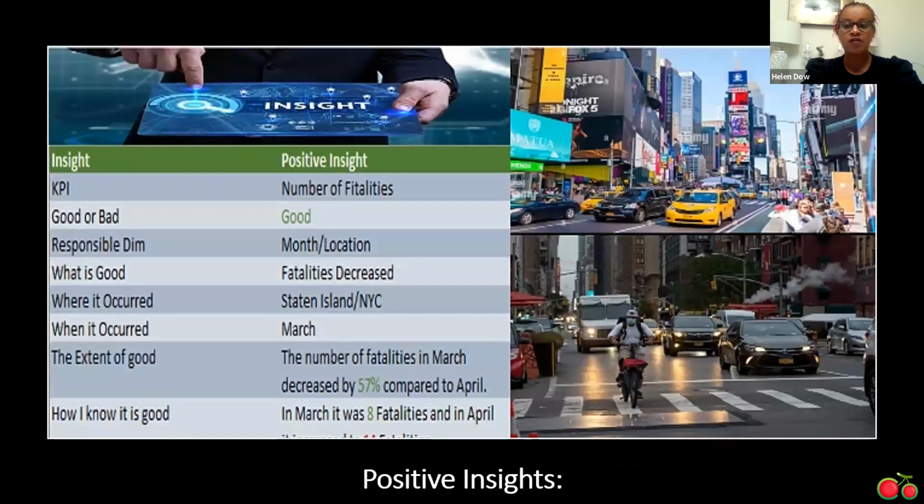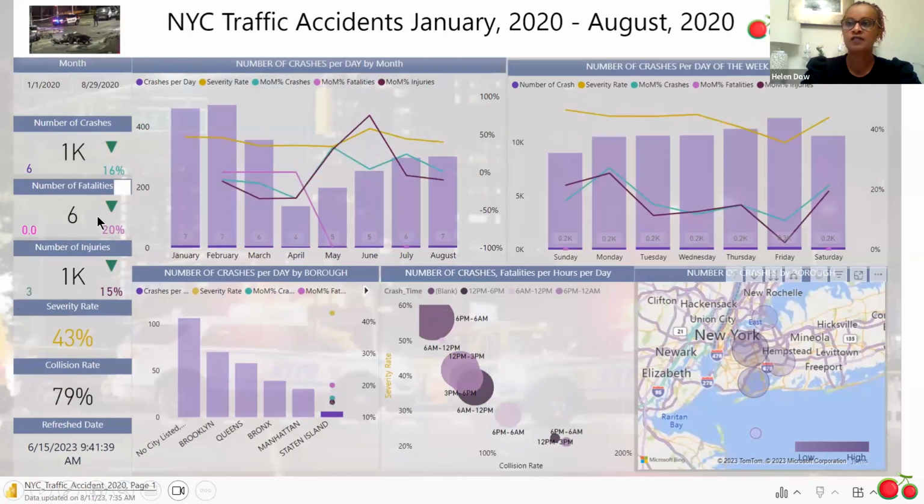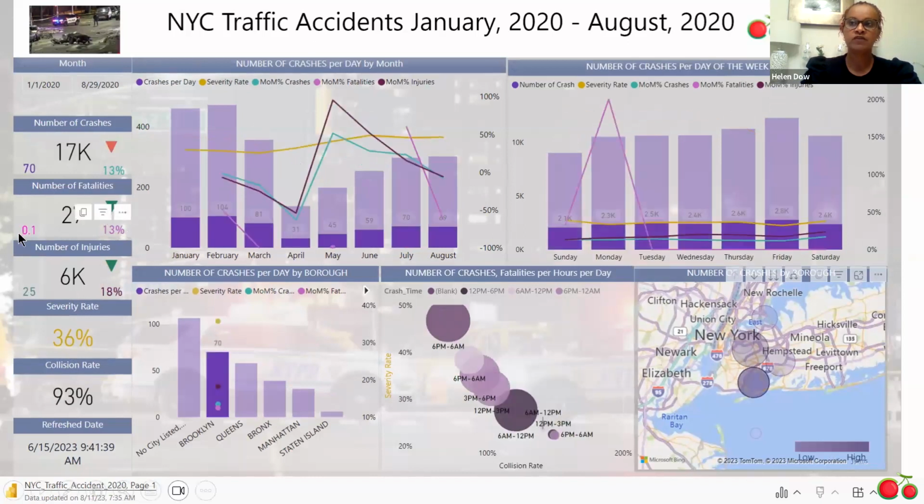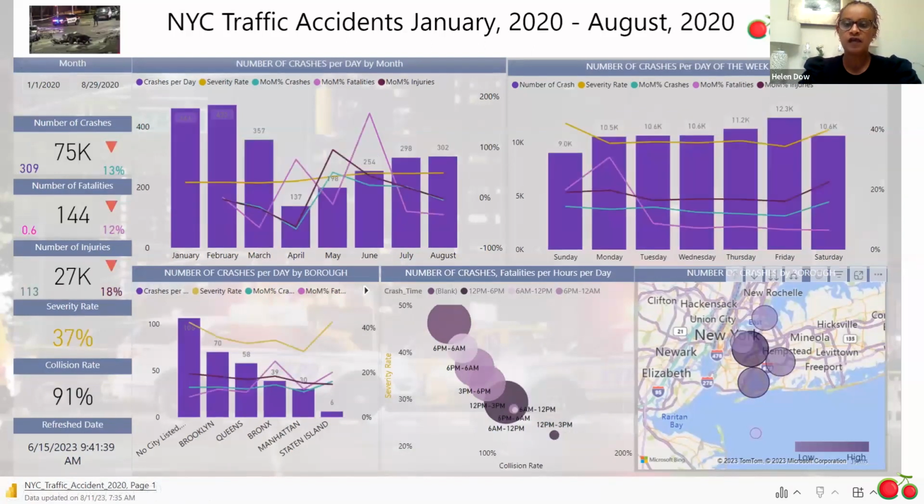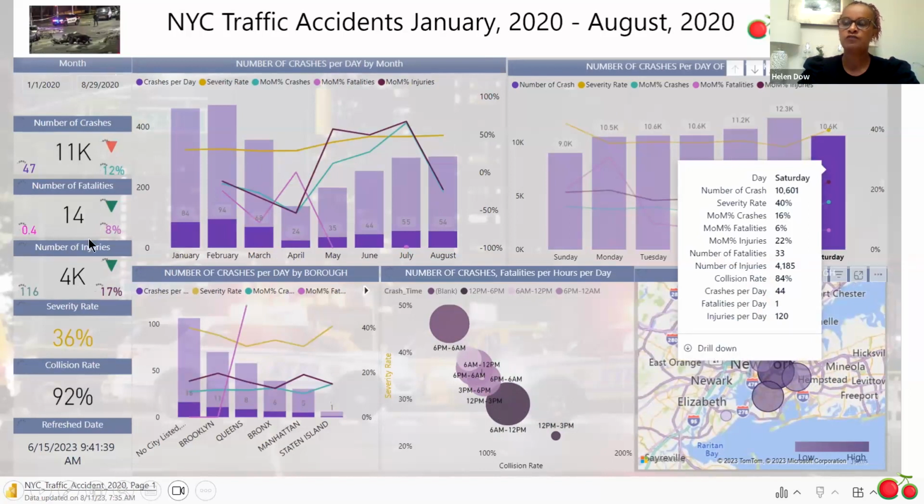This is the positive insight I found in my data set. The number of fatalities in Staten Island was 6 from January to August 2020, which was approximately 77.78% lower than Brooklyn, which was 27 fatalities. Another positive insight that I found was the lowest number of fatalities occurred on Thursday, which was 14 fatalities, which was approximately 57.58% lower than on Saturday, which was 33 fatalities.